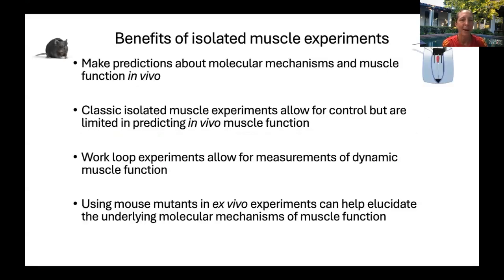Before I leave you today, I just want to remind you of all the benefits of isolated muscle experiments. These experiments allow us to make predictions about molecular mechanisms and also about muscle function in vivo. Classic isolated muscle experiments allow for control, but are limited in predicting in vivo muscle function. The work loop experiments do a better job of predicting muscle function in vivo using dynamic changes in muscle length. And from my data, you see that using mouse mutants, ex vivo experiments can help elucidate the underlying molecular mechanisms.